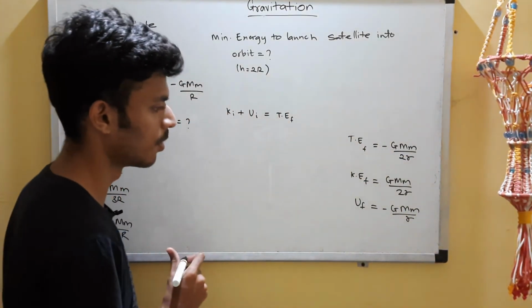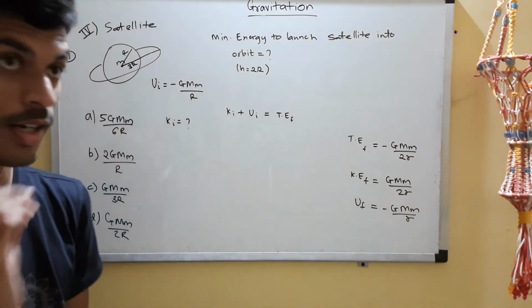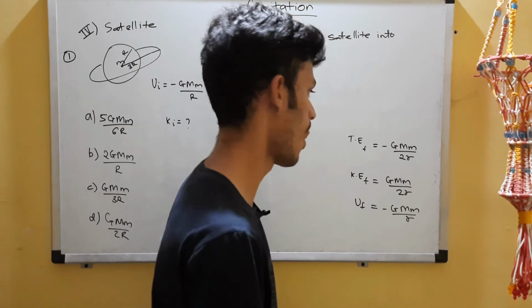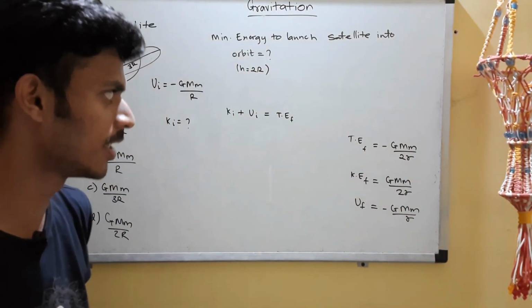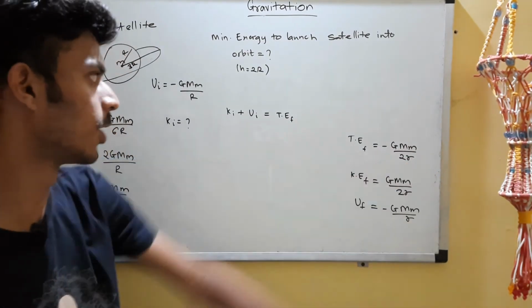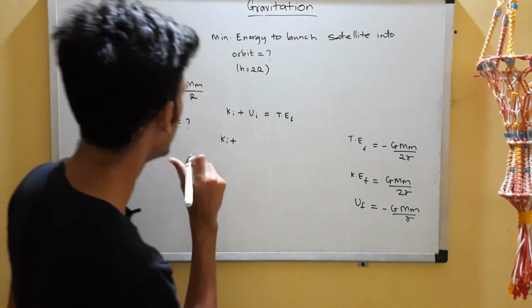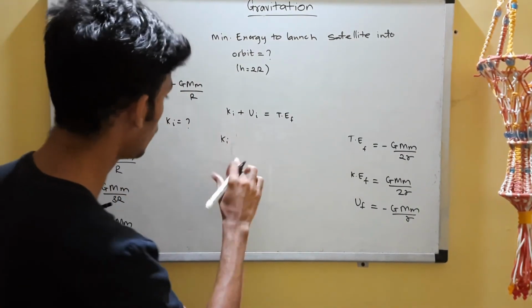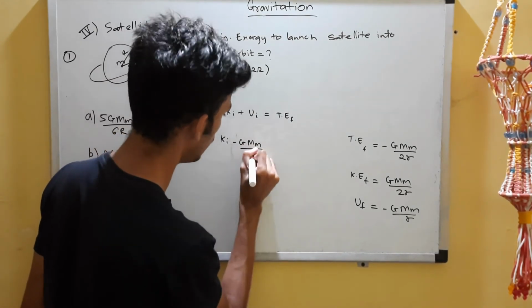Here, everywhere, the r stands for the distance from the center, and the other letters have their usual meaning. So you can see that total energy is -GMm by 2r. Let's substitute it over here. So for the initial kinetic energy, we'll find it is the final energy minus the initial potential energy, which is -GMm into r.